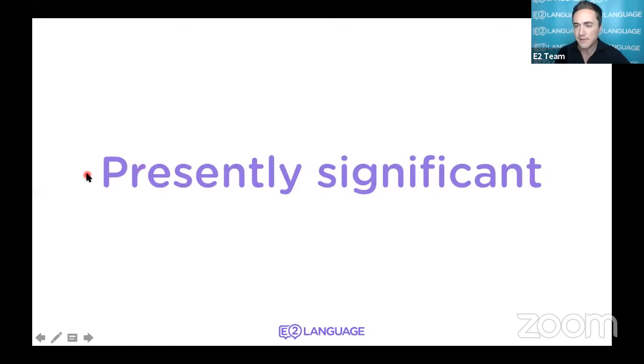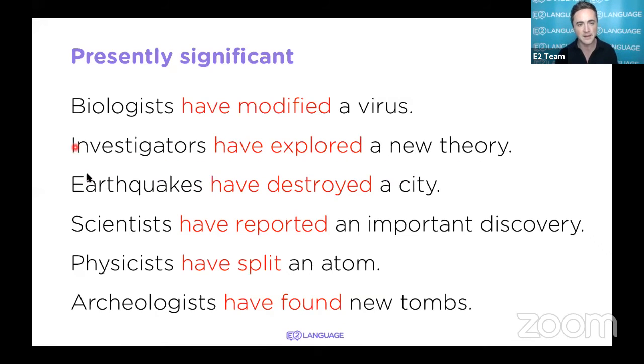Let's talk about verbs that are presently significant. Now, this is weird because I'm teaching you about past verbs, but now I'm talking about presently significant. What? Has the teacher gone crazy? Well, let's have a think about this. Biologists have modified a virus. Why is that presently significant? Well, it's still in the past, because maybe they modified this virus yesterday or last week or last month, but it has some sort of significance now. It's relevant to talk about it now, to bring it from the past into the present.